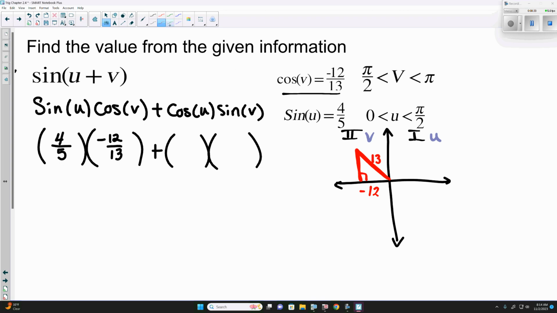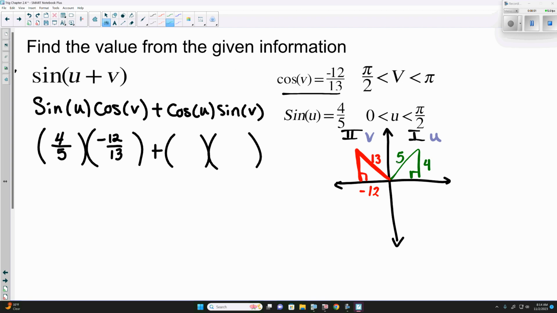Our other triangle is in the first quadrant. I'll draw another triangle. And for this one, they told us sine of u is 4/5. Sine is opposite over the hypotenuse. The 4 is positive because we're on the positive y-axis. Hypotenuse has to be positive, so they're both positive, and we get this here.